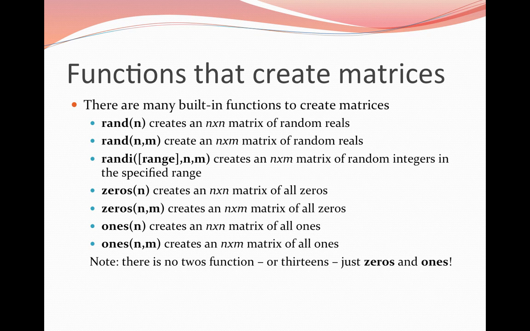There are also functions zeros to create a matrix of all zeros and ones to create a matrix of all ones, and they can be called basically the same way as rand. In other words, you can pass one argument, which gives you an n by n matrix of all zeros or ones, or you can pass two arguments, which are the dimensions. Note that we have functions to create matrices of all zeros and ones, but that's it. There's no function to create matrices of all twos or 13s or whatever, just zeros and ones.